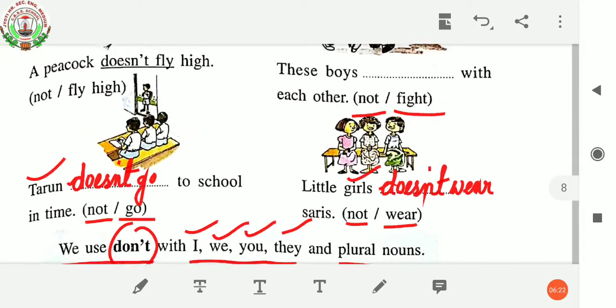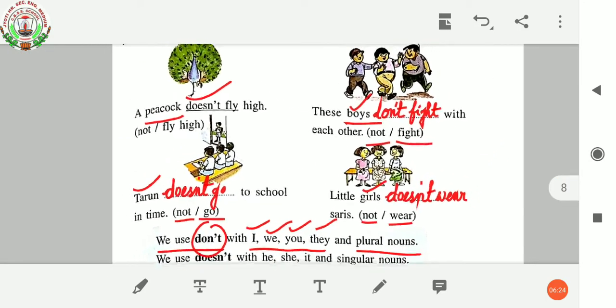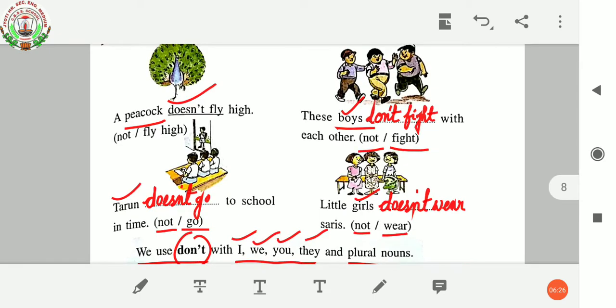So let us read out what we have done here. The first one is already done. A peacock doesn't fly high. Then the boys don't fight with each other. Then Tarun doesn't go to school in time. Then little girls doesn't wear saris. So this is the way you have to use don't and doesn't.